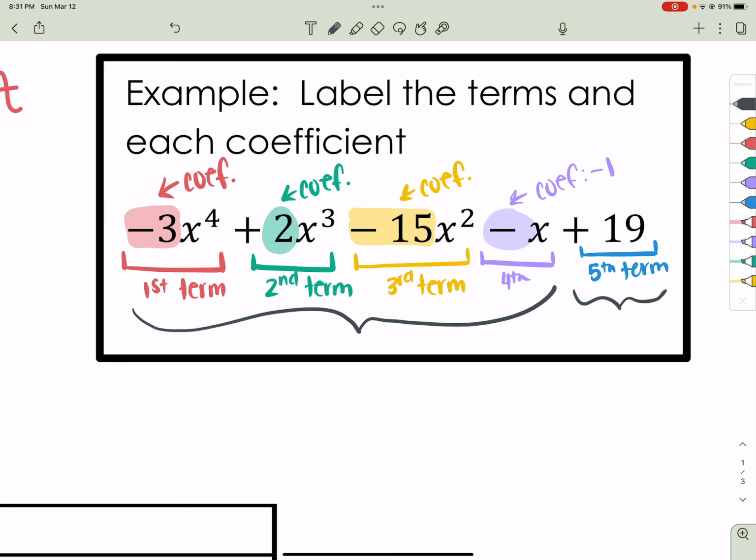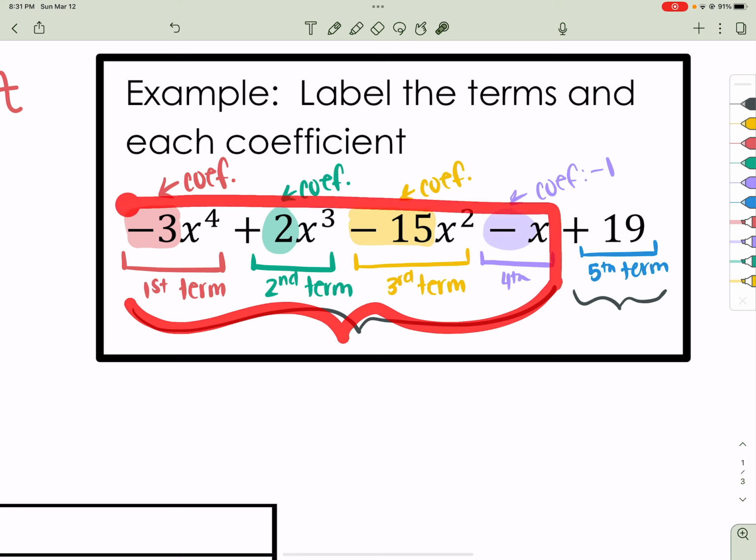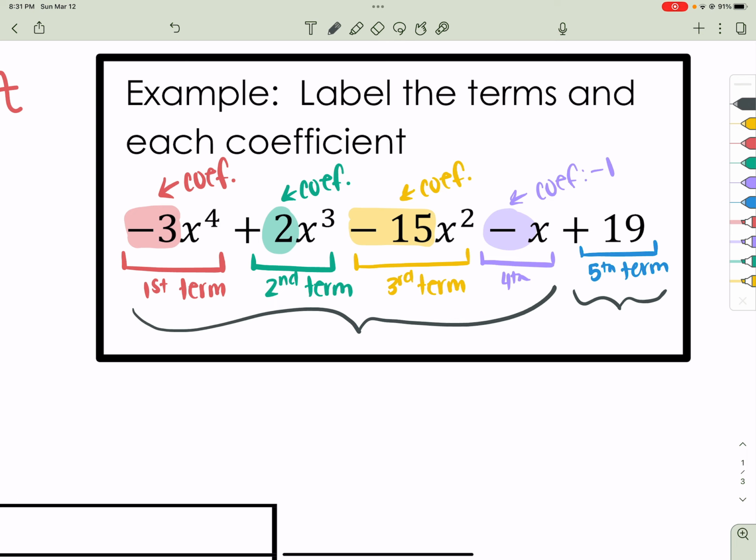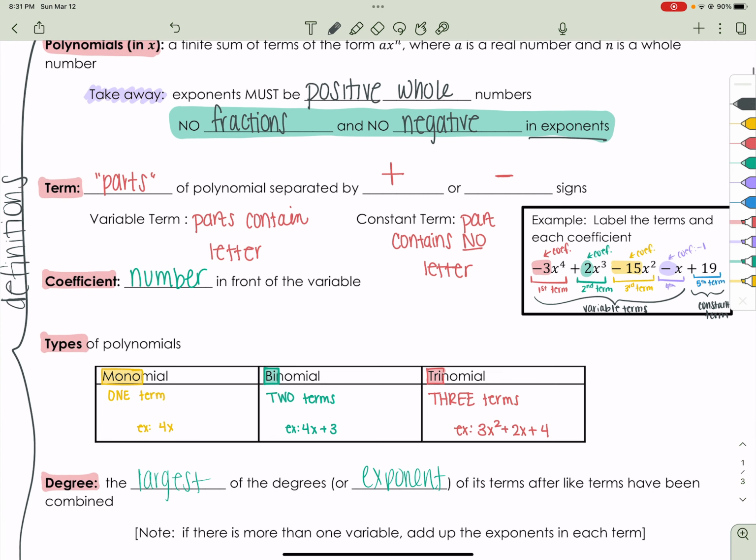So with that being said, where I've got this bracket, these first four terms are variable terms because they contain a variable. The last term, positive 19, is my constant term because it does not contain a variable. And so that puts an example down to all of those definitions.